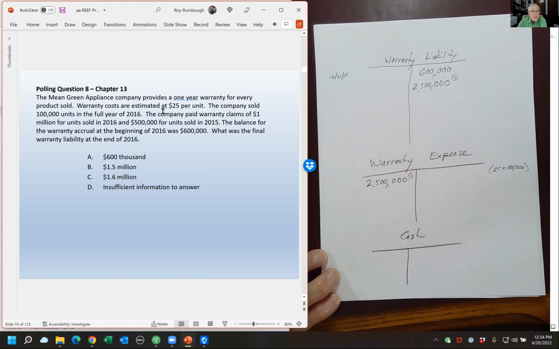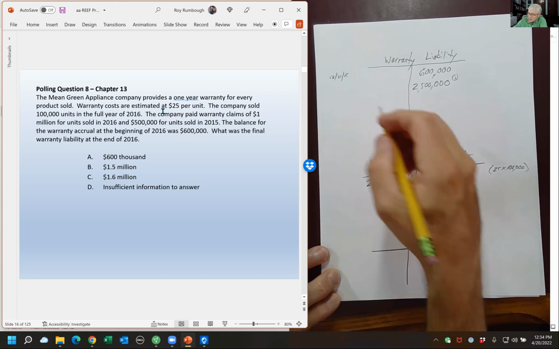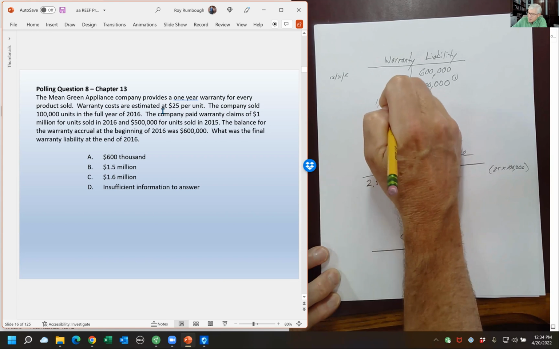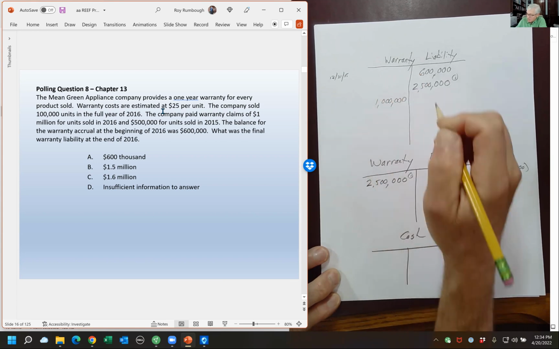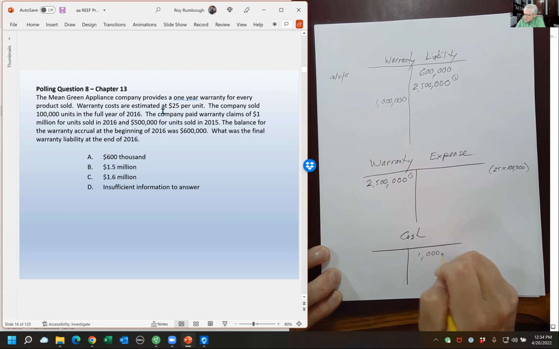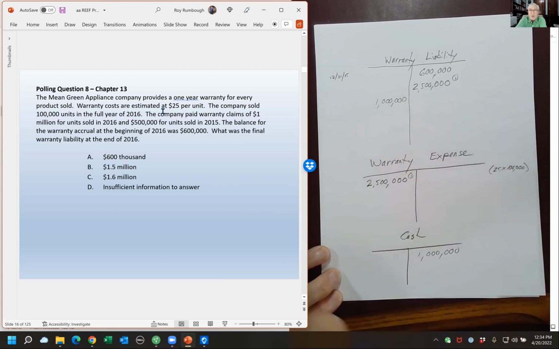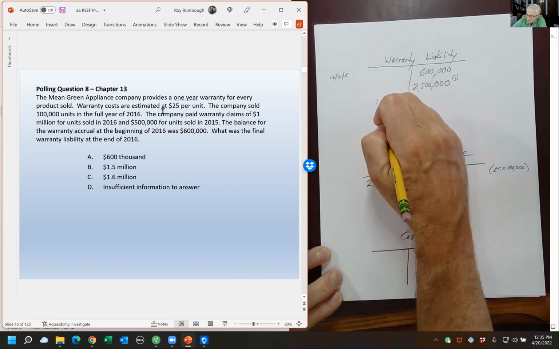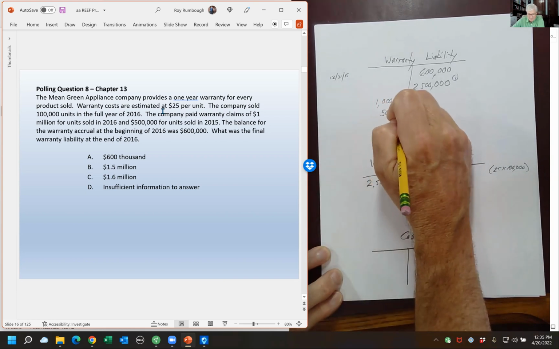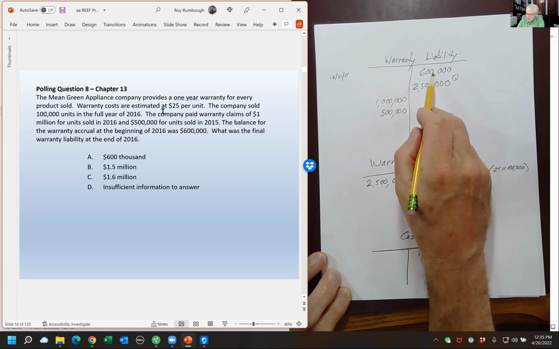Now, they paid claims of $1 million for the units sold in 2016. So credit cash, and we reduce the liability. So of this $2.5 million, we took care of $1 million of them. And then also we took care of $500,000 for this $600,000.